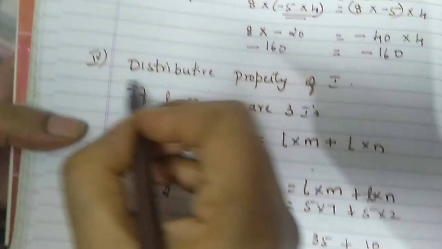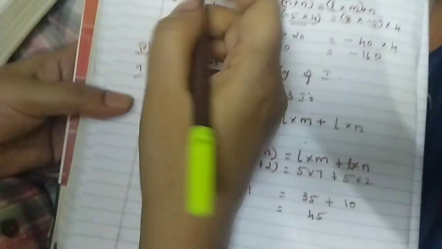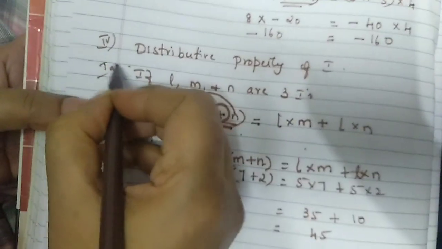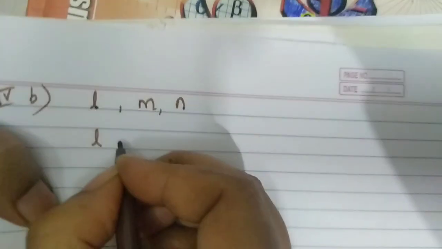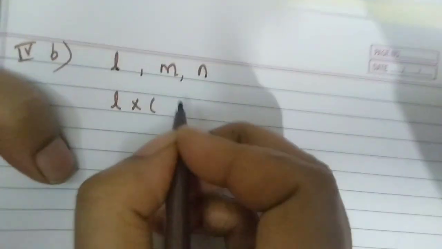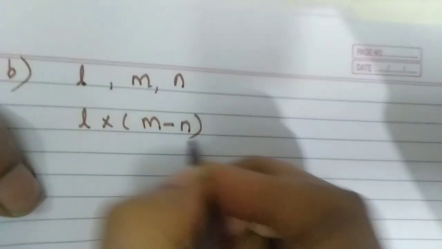So this was basically the first one. Okay, under the fourth property, let's say it is 4a, sorry, and this is 4b. The three integers here are L, M, N, and the formula was L into (M plus N). Now it is L into (M minus N).